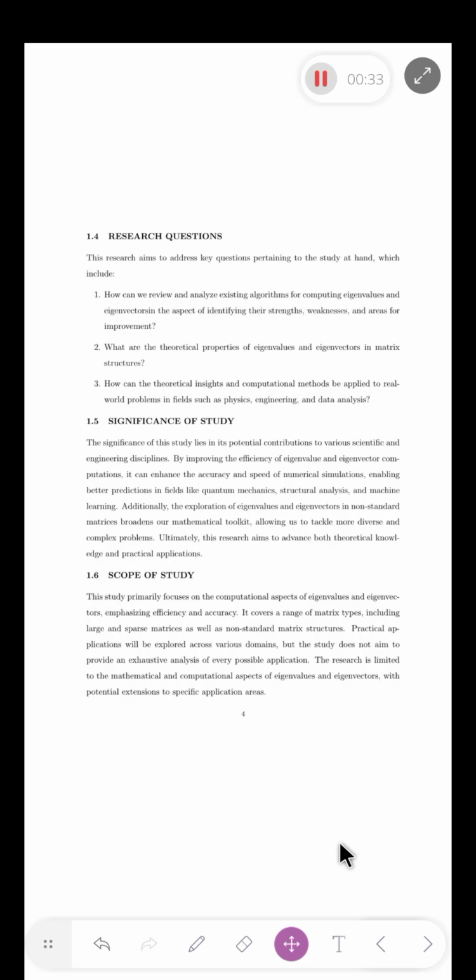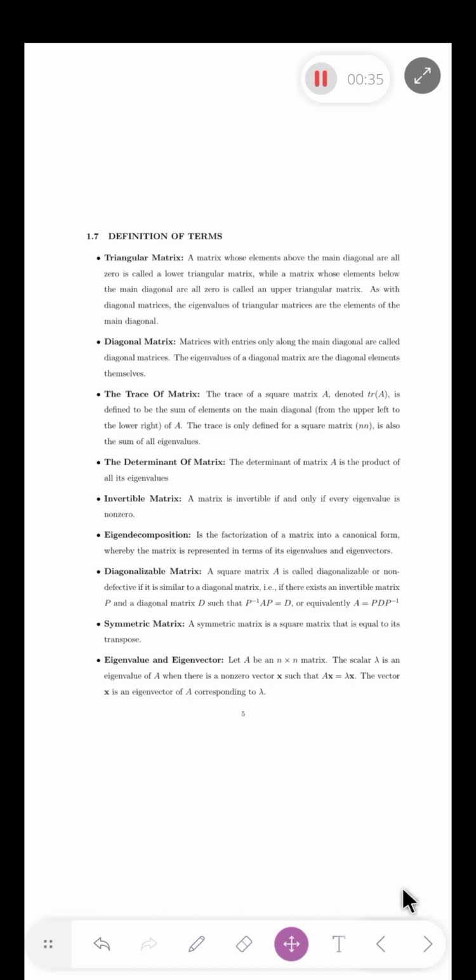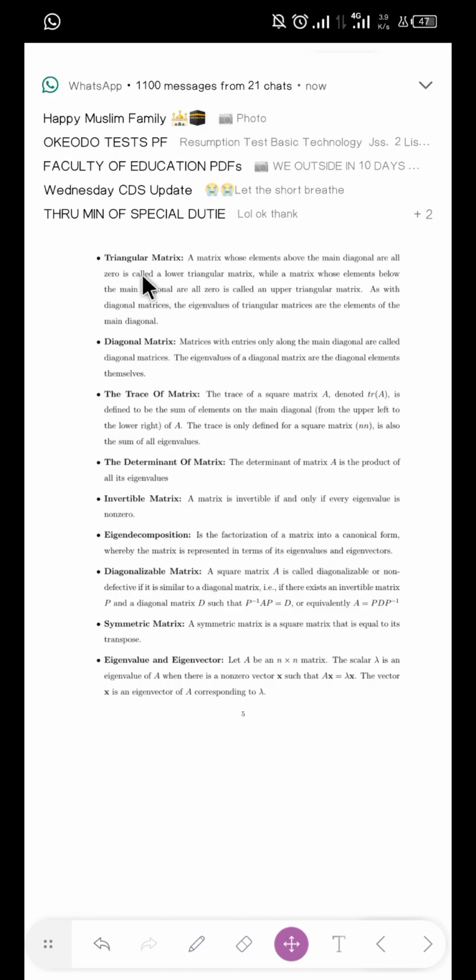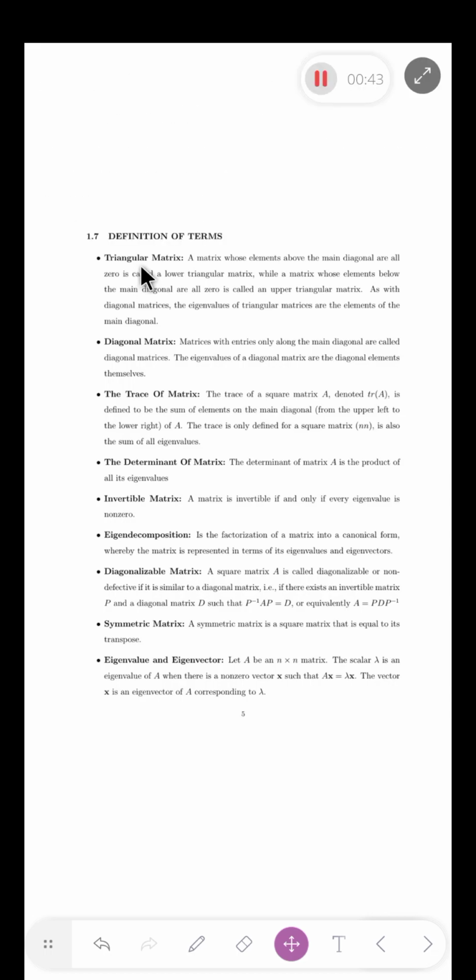Considering the definition of terms, we need to understand some term definitions under this analysis of matrix. The first one is the triangular matrix, and the definition is well stated. The diagonal matrix also is well stated. We also have the trace of a matrix. The definition is well stated. The determinant of a matrix is also well defined. Then the invertible matrix, the eigen decomposition, the diagonalizable matrix, the symmetric matrix, and the eigenvalues and eigenvectors. All these definitions are well presented in section 1.7, as is clearly seen on page 5.